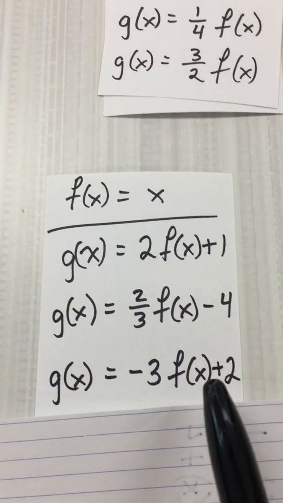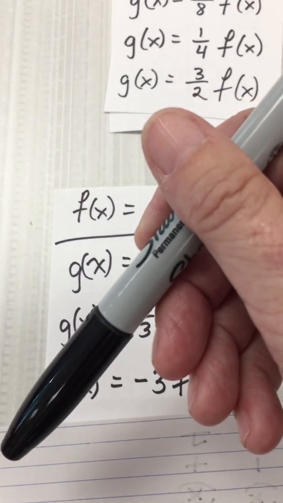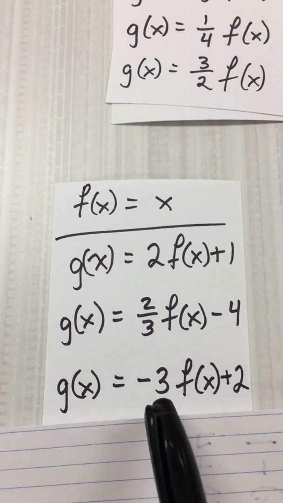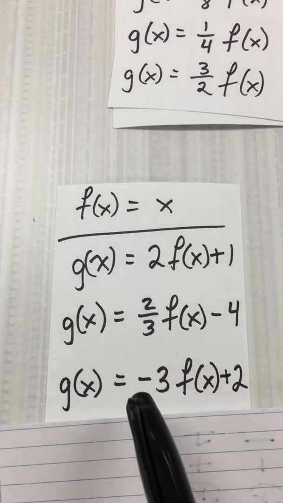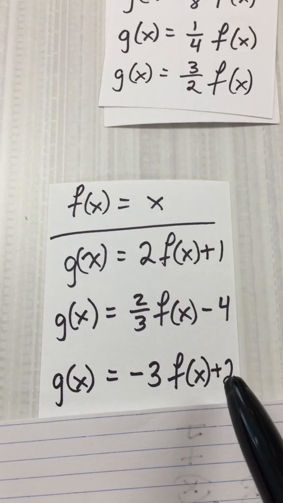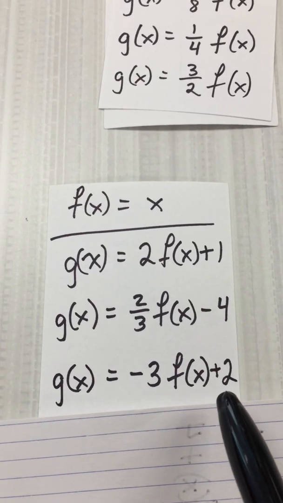Here's my g of x. Here's my original equation. I'm multiplying by a negative number, so instead of going up, it's now going down. And since I'm multiplying by a 3, which is bigger than 1, it got very steep going down. So it's steeper, and it changed direction. If I add 2 on the end, that shifts it up and down, so it shifted up 2 units. So all 3 things happened here. It changed direction, it got steeper, and it shifted up 2 units.